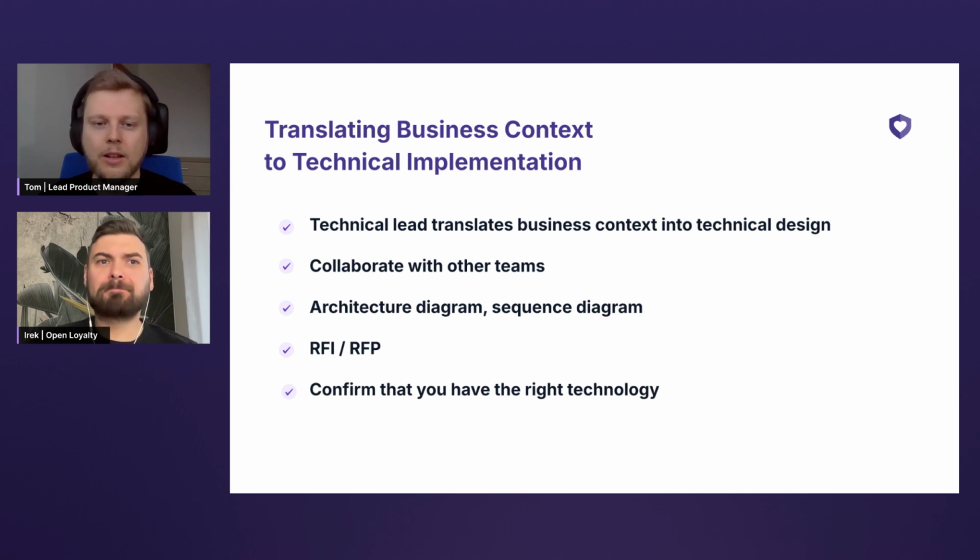So, absolutely. Yeah. So then in this translating business context to technical implementation element, we have the RFI, RFP process. This is a separate buying process when you contact vendors with your requirements, technical, functional, non-functional requirements. You have demos and so on, and you are choosing the right vendor that will help you deliver the experience that you want. And this whole element is about confirming that you have the right technology, right? So that's the main point of this, that you want to confirm that you have everything in place.